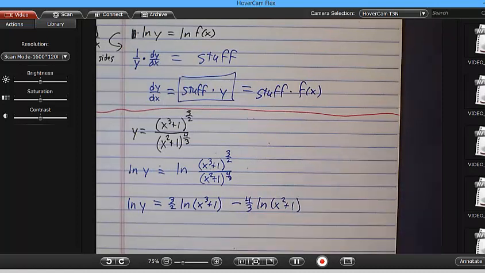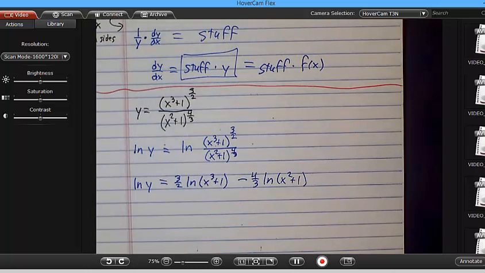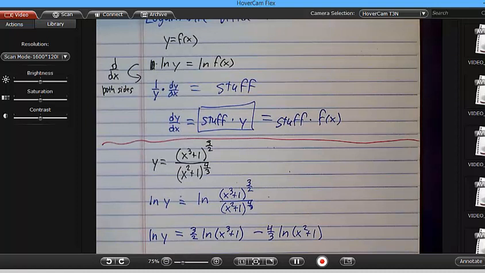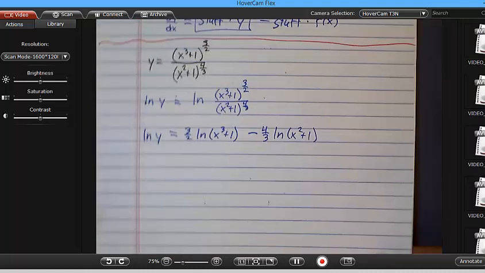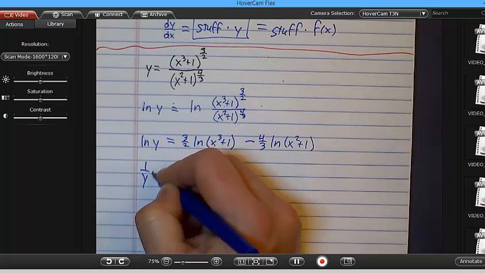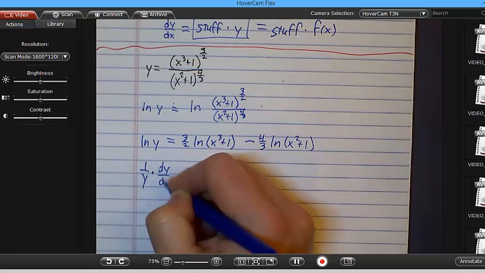How many are with me up to here? Okay. I did the subtracting one and I did the bringing the powers down. And that's what logs are good for. You get those exponents out of there. Okay, next step. What are we going to do to both sides? Well, we're going to take the derivative of both sides, right? And when we take the derivative of both sides, on the left-hand side, I get 1 over y times dy dx. Okay, that's taking the derivative.